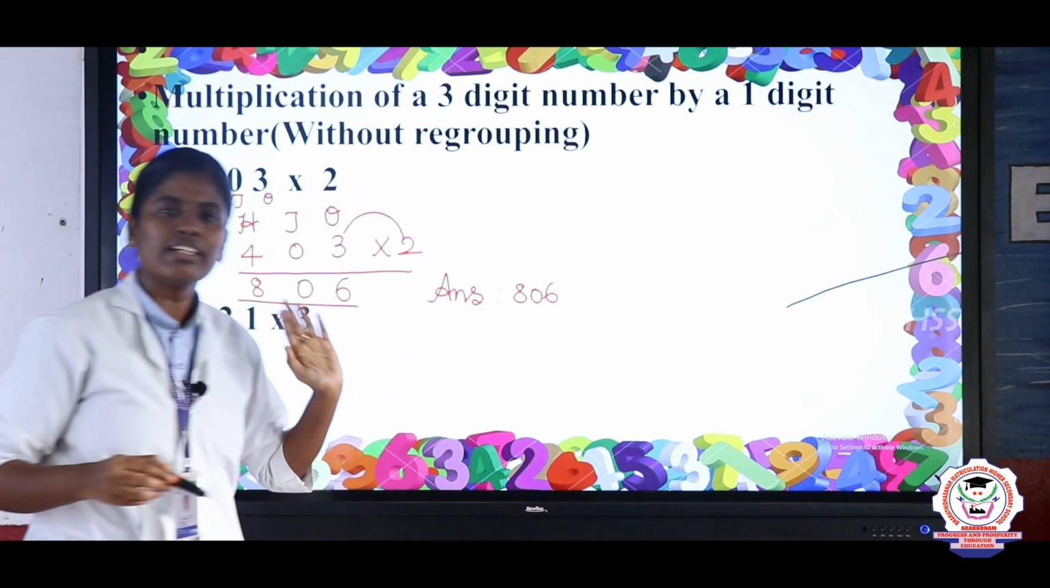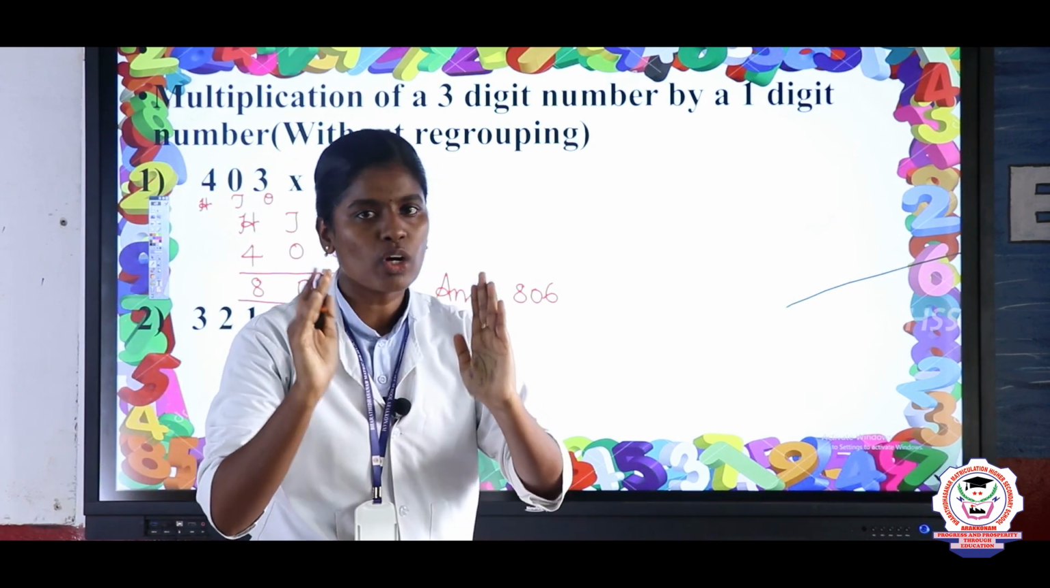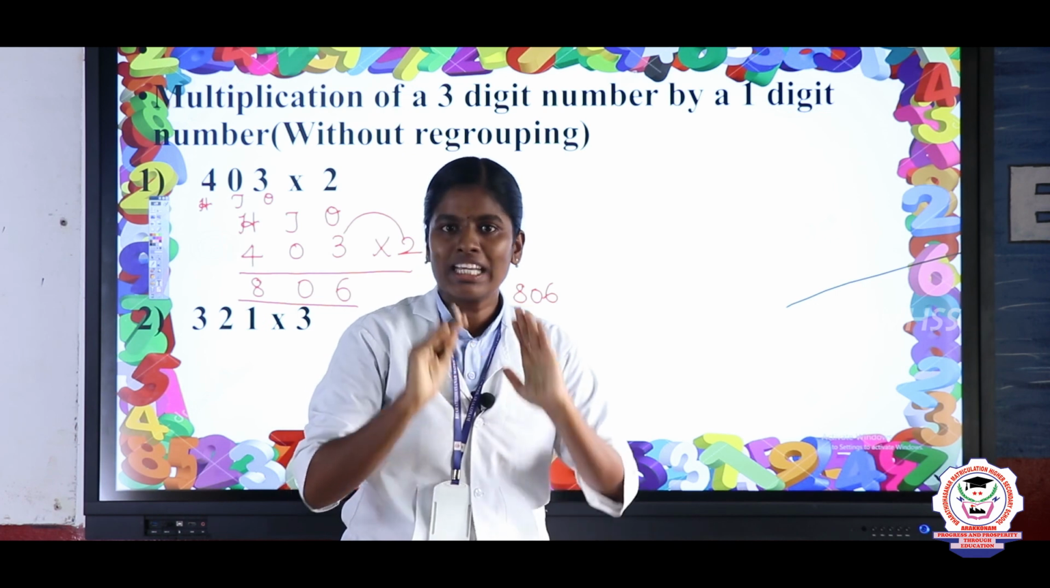So here too you will write the place value. So tell me Nisha, what is the first place value? Yeah, very good my dear.